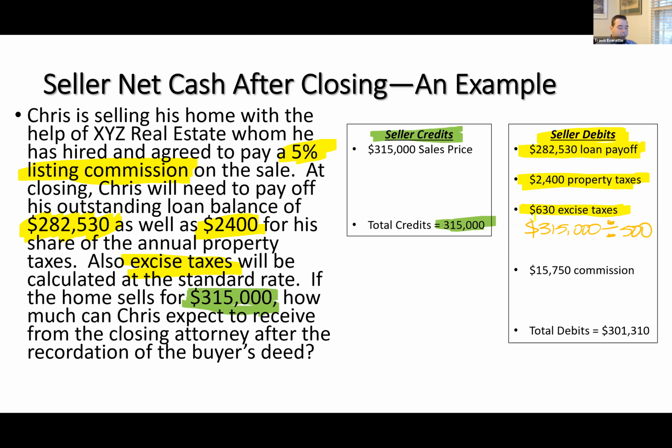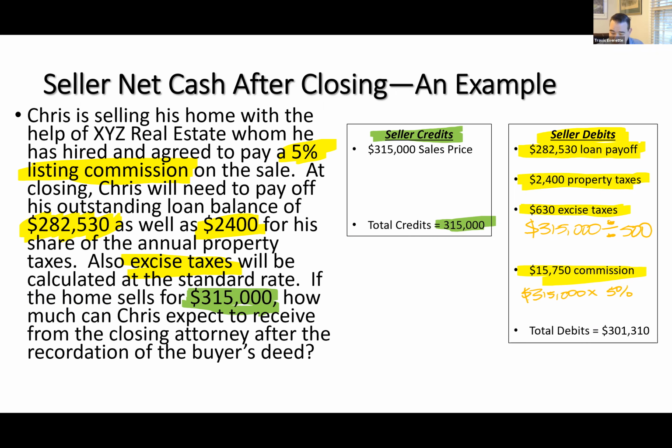So where did the commission come from? Here's another expense, and I don't know where that number came from. Well, we've been calculating commission. We said that commission is always equal to the sales price, which is $315,000, times the commission rate, which is 5%. And I'm going to check my math again, make sure that's right.